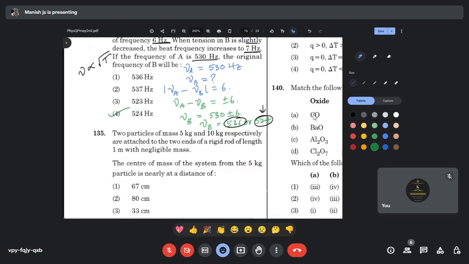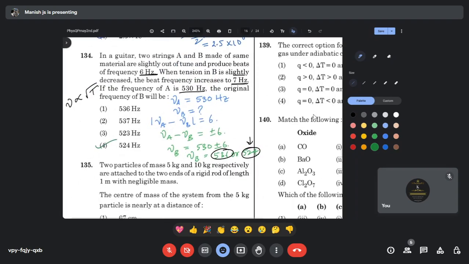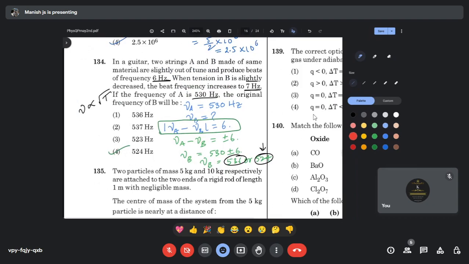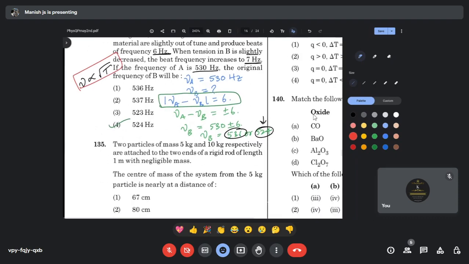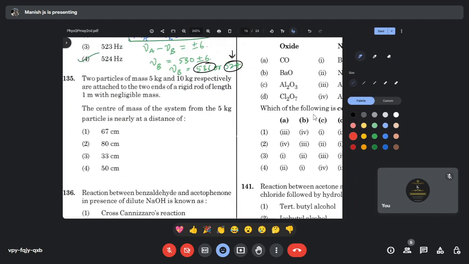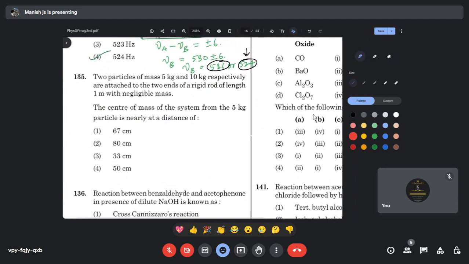Simple. So we are moving on. That's how we approach this question. This is the formula that we have used. Two formulas, the second one being the relation of frequency with tension. Fine. Let's go on to the next question. Question number 135.